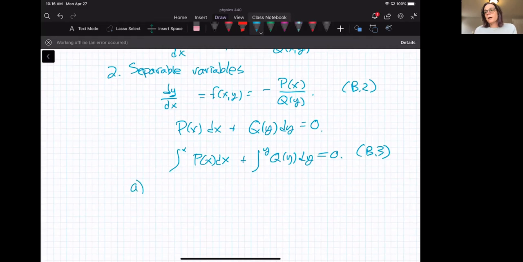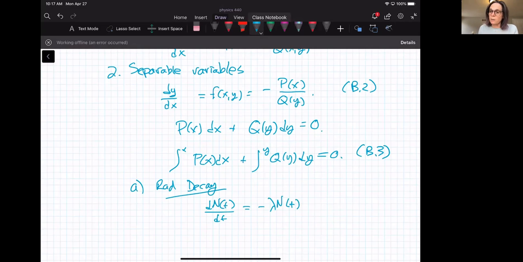And the examples of that are multitudinous, as I mentioned at the beginning of class. The easiest, and probably the first one that you run into, is radioactive decay, right? Where you have the derivative of the number of a population with respect to t is equal to minus some decay constant lambda times N of t. It is the population rate is proportional to how much you have there.